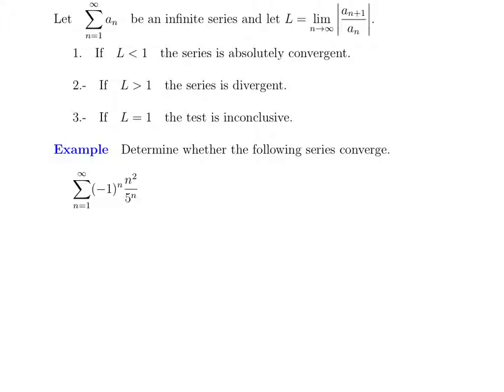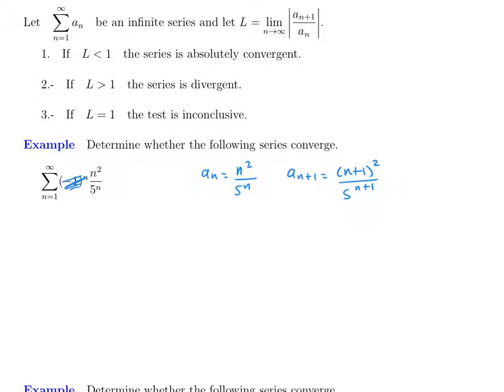In this example, the absolute value will get rid of this part, so you don't have to worry about this. An is n squared over 5 to the n. So therefore an plus 1 will be n plus 1 squared over 5 to the n plus 1, which simplifies to n squared plus 2n plus 1, and on the bottom this is 5 to the n times 5.